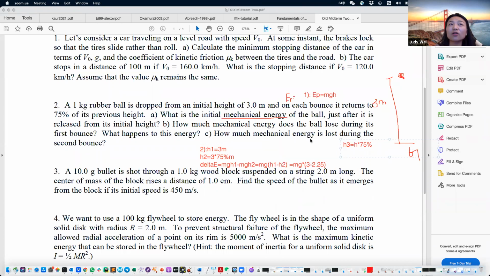Makes sense. This is easier, right? I was thinking, or maybe I can ask you a question. After how many bounces does the ball stop?